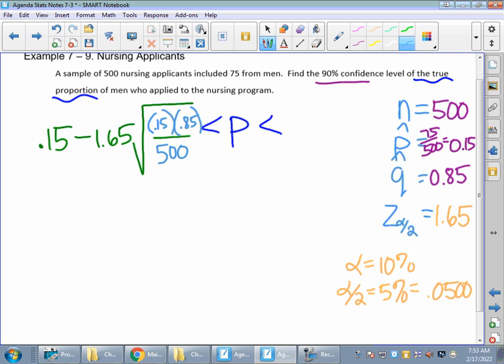So let's see, for the rest of this then, I'm going to have 0.15 plus my Z value times my square root of my P hat, so 0.15, times my Q hat, all over my sample size. Take a minute and calculate. Please make sure, what kind of rounding do we do here? We're doing 3 decimal places.